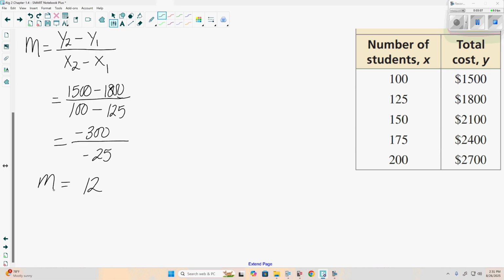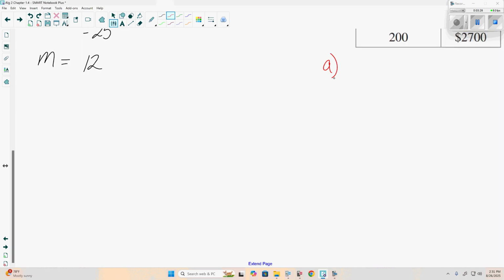So that's telling us that Lakeside is charging how much per student? So the slope is 12. They're charging $12 per student. Well, at this point, we can answer the first part of the question. Which one's charging more per student? Sunview or Lakeside? Lakeside is charging less per student.